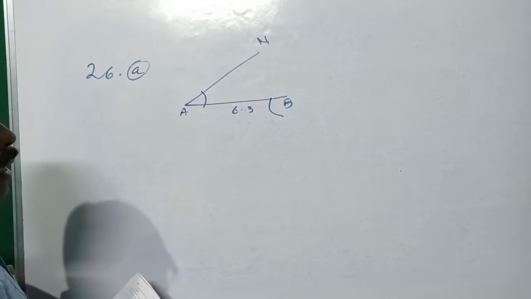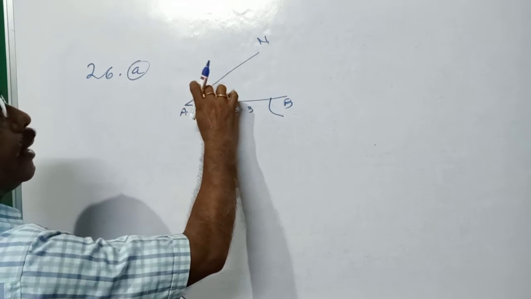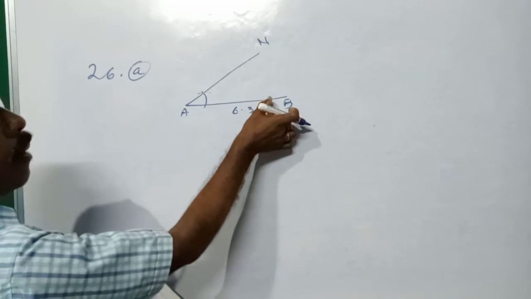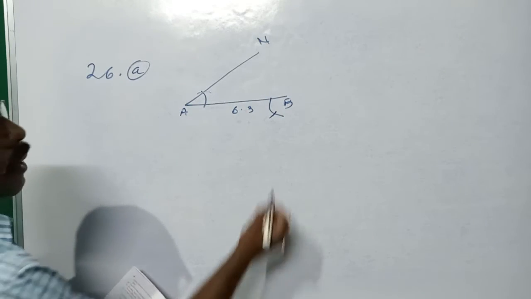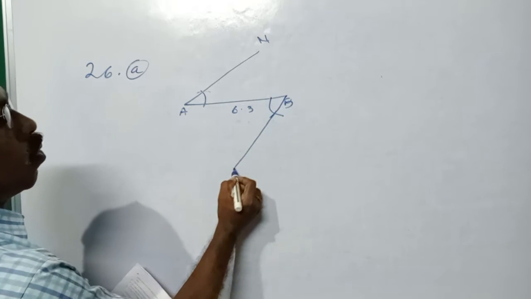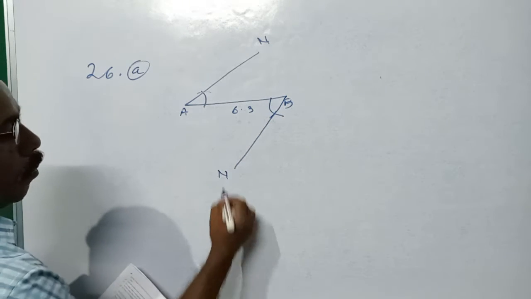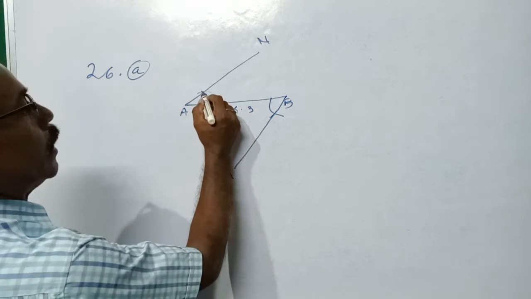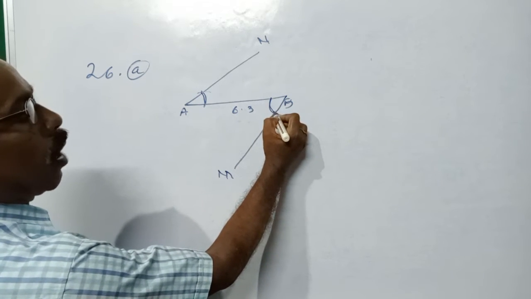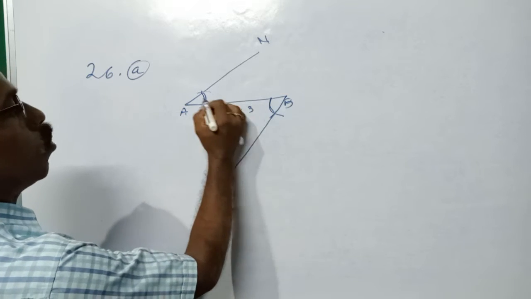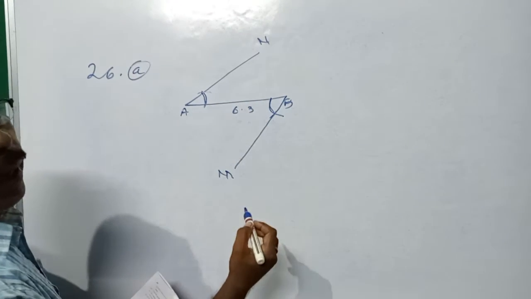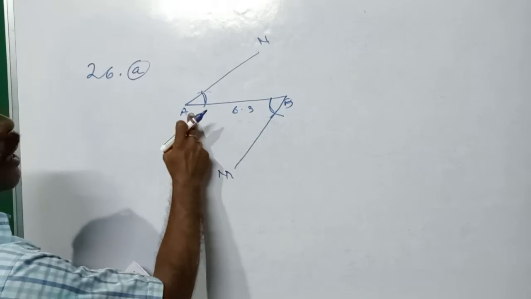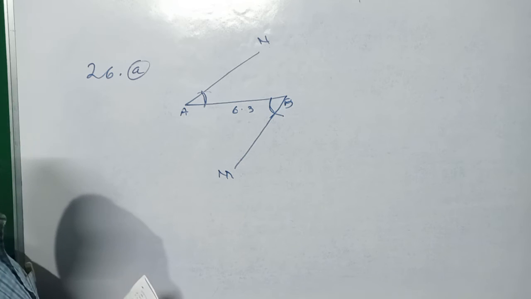Am I clear? Next, you take the measure of the angle, this, and similarly we take the same angle, this. Then we connect this to BN, say BM. Am I clear? You see this angle and this angle are equal, then these two angles are called alternate angles. As AN and BM are parallel, AB is the transversal.